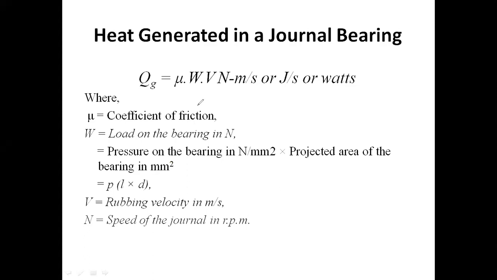Next, we'll see here the heat generated in the journal bearing. Now, what is the formula given here? Qg is equal to mu W v. Okay, this is the formula. Qg is equal to mu W v.